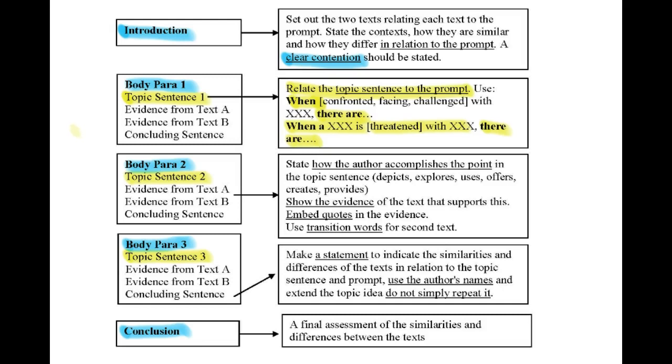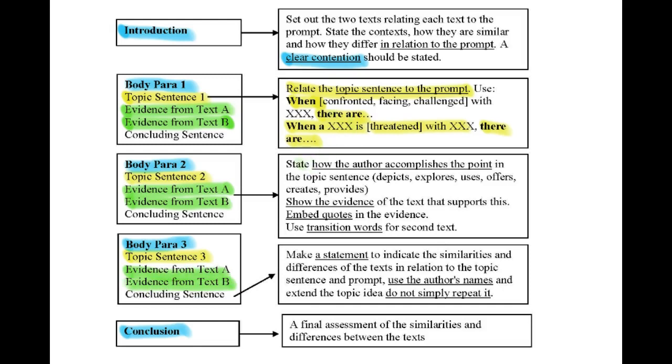For example, one of the things that we were looking at is conflict, and how that's demonstrated. So we'd say, when confronted with community conflict, there are certain things which happen. Okay, the next thing that we do is then provide evidence for that topic sentence. And the way we do that is to structure it by giving the evidence from text A for that topic sentence first, and then we give evidence for text B for that particular topic sentence.